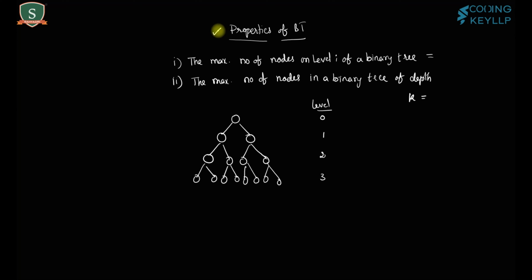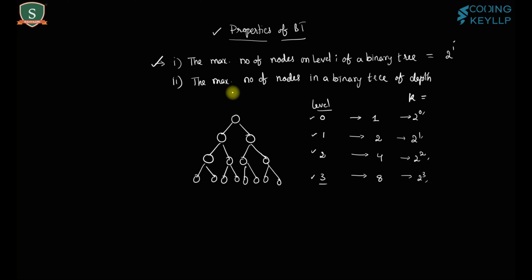Let us understand the properties of binary tree. There are two major properties of binary tree. First, the maximum number of nodes on level i of a binary tree. Consider level 0: how many nodes are there? On level 0 we have only 1. On level 1 we have 2 nodes. On level 2 we have a total of 4 nodes. Then we have a total of 8 nodes. If you understand this pattern, it is 2 power 1, 2 square and 2 cube. And here it is 2 power 0. These 0, 1, 2, 3 represent the level values. In any particular level, the maximum number of nodes that we can have is 2 power i. So this is the first property.